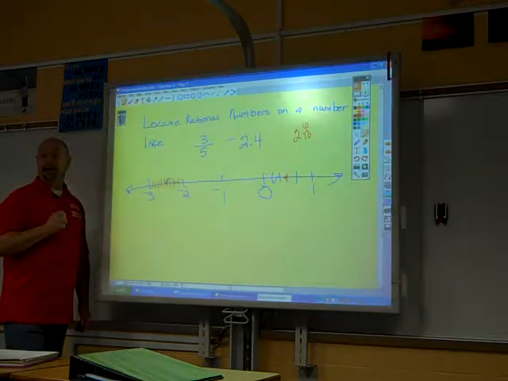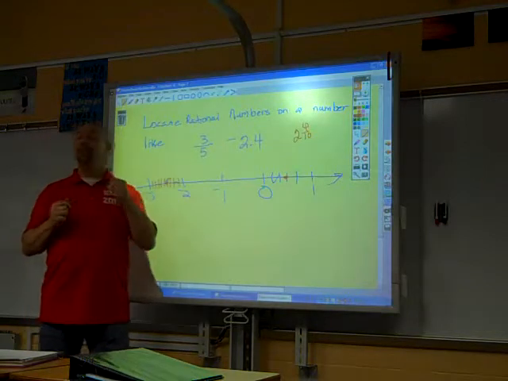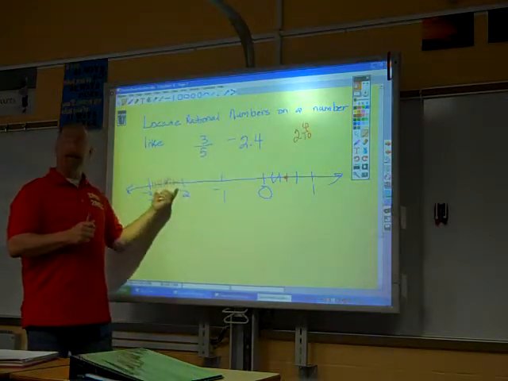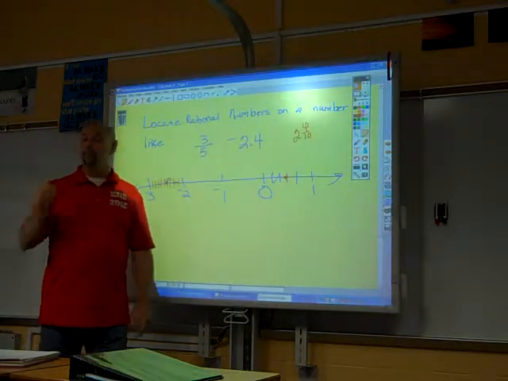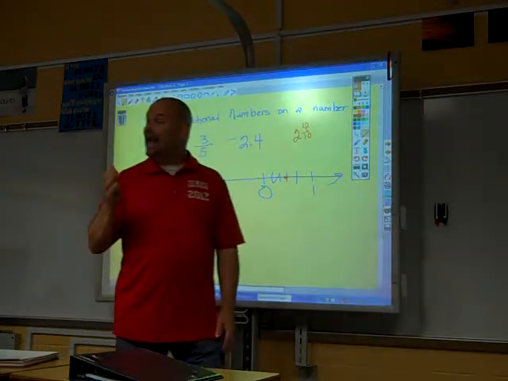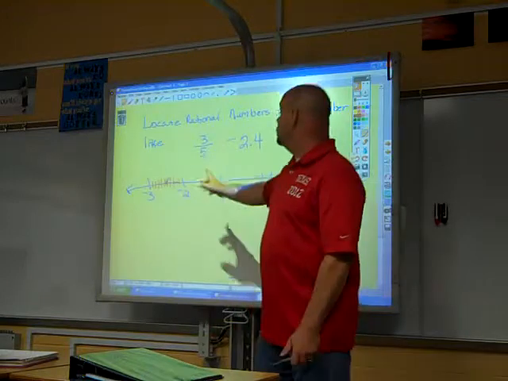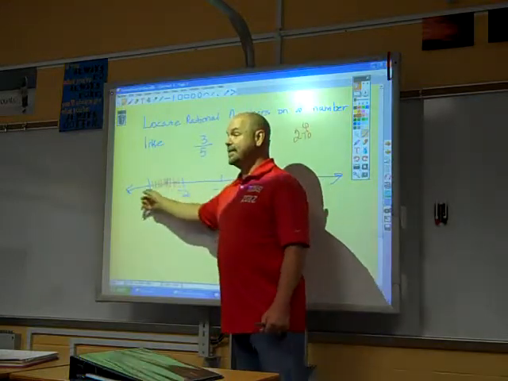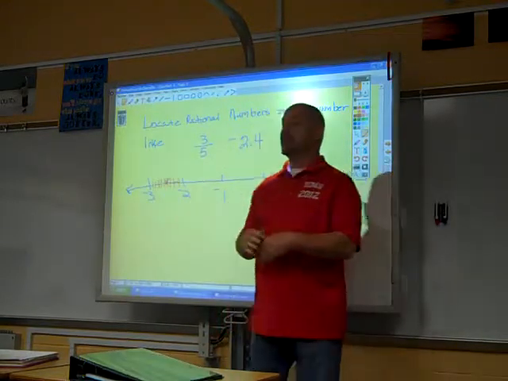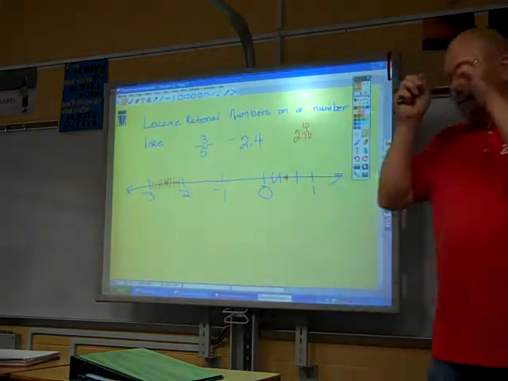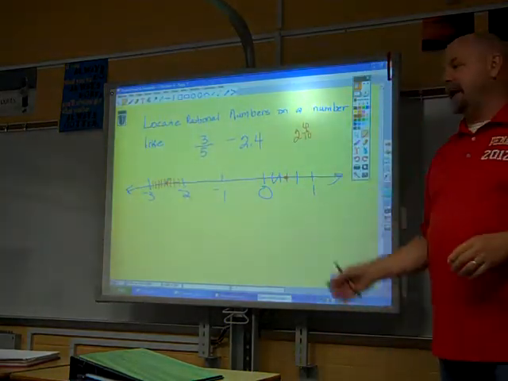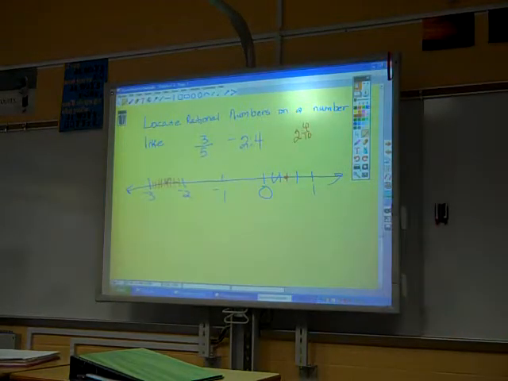Very good. Okay? So there's kind of a two-step process sometimes. Decide where it lives, break it up according to the denominator, and then pinpoint where it lives exactly. The more exact you can draw your divisions, the more exact your point will be on the number line. But you don't have to stress over it. Just do the best you can.